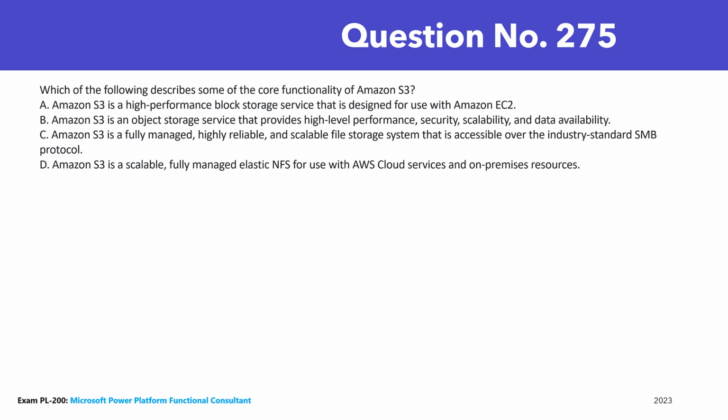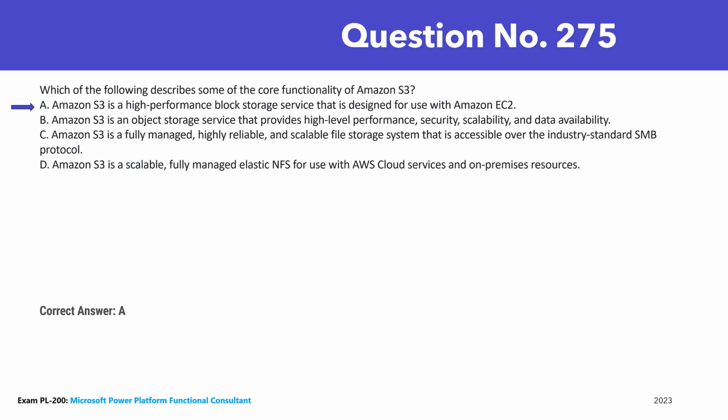Which of the following describes some of the core functionality of Amazon S3? A. Amazon S3 is a high-performance block storage service that is designed for use with Amazon EC2. B. Amazon S3 is an object storage service that provides high-level performance, security, scalability, and data availability. C. Amazon S3 is a fully managed, highly reliable, and scalable file storage system that is accessible over the industry standard SMB protocol. D. Amazon S3 is a scalable, fully managed elastic NFS for use with AWS Cloud services and on-premises resources. Correct answer, A.